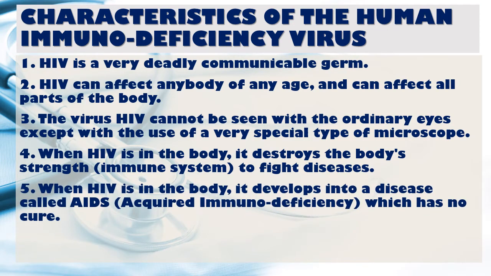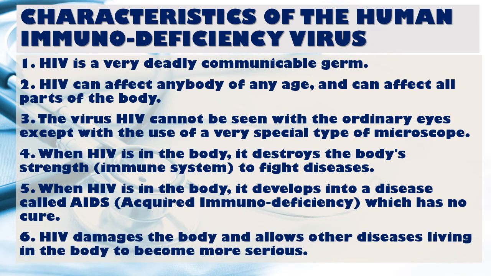When HIV is in the body, it develops into a disease. That disease will now grow, and they now call it what? AIDS. They will say this person has what? AIDS. That is when HIV has entered that person's body, it will go to a stage, start growing, and grow into a disease. That disease that we now call what? AIDS, which has no cure.